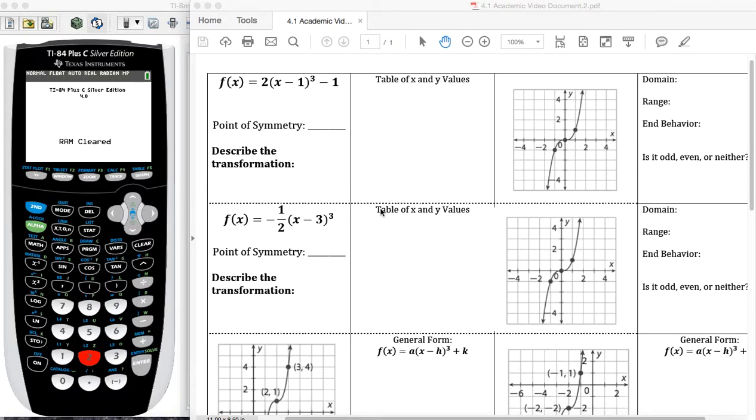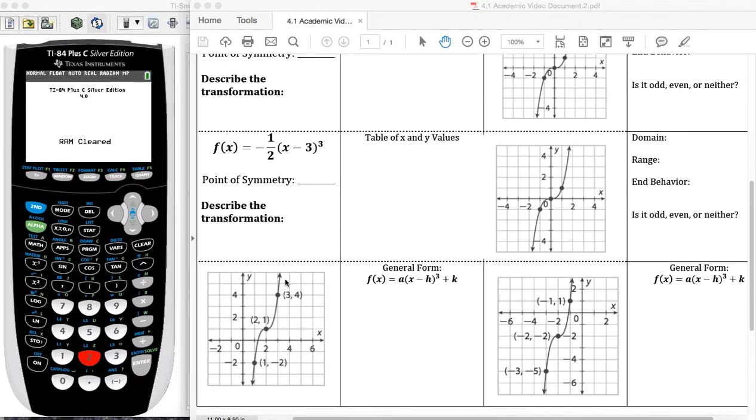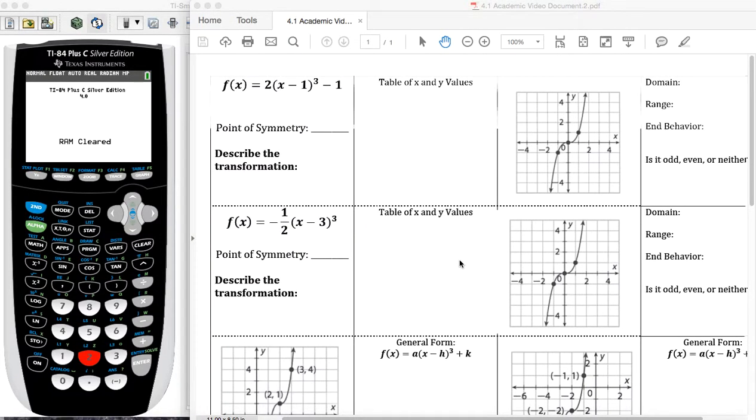This is the second video for graphing cubic functions. In this video, we will be graphing transformed functions like this. And then we will have a transformed graph and we have to figure out the equation from the graph. So this is what we will cover in this video.